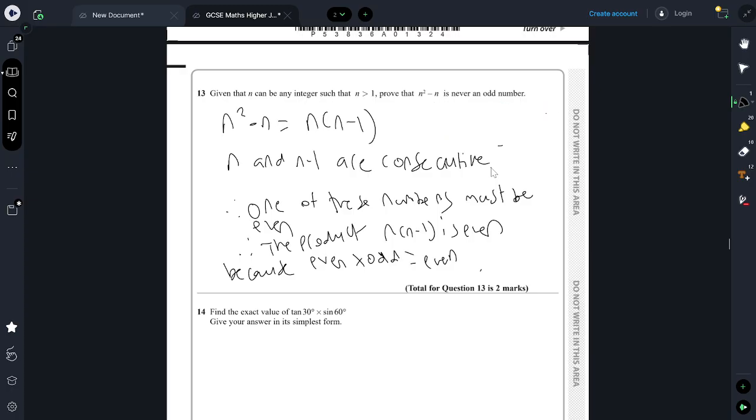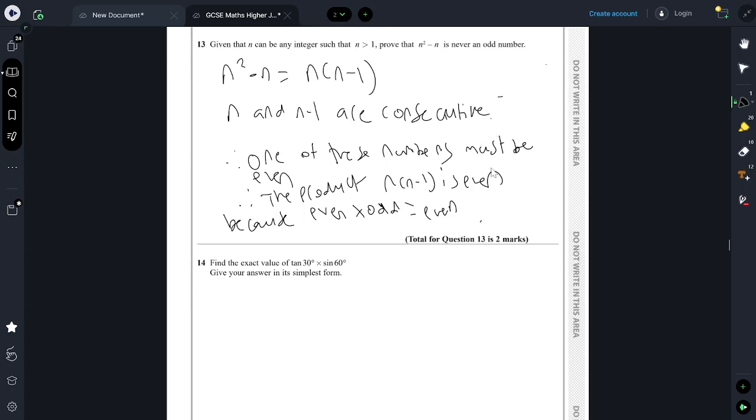If you're ever stuck, just think about what you can do with it. Especially with a proof like this, factorizing is a good way to go. Because then it allows you to think of the factors, and it makes you think, using this, what can be even and what can be odd. Because that's what these questions boil down to: considering even and odd numbers. So that's a massive help.